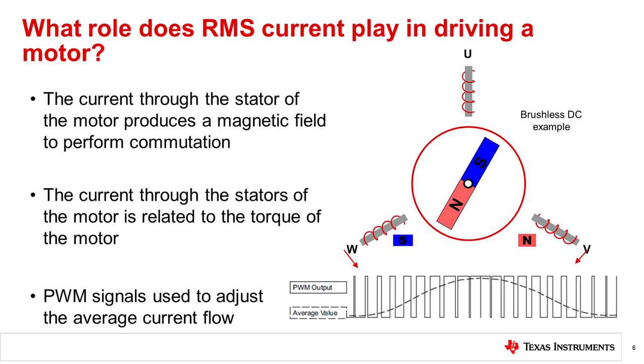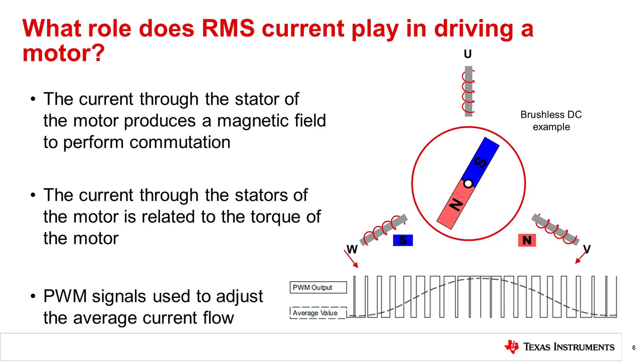Another important reason to be familiar with RMS current is that the current through the stator windings is directly proportional to the torque of the motor. A motor driver must be able to regulate the current to achieve the desired torque that is needed to move or hold a load. This is especially relevant in stepper and brushless DC motors since they are commonly used in many torque control applications.